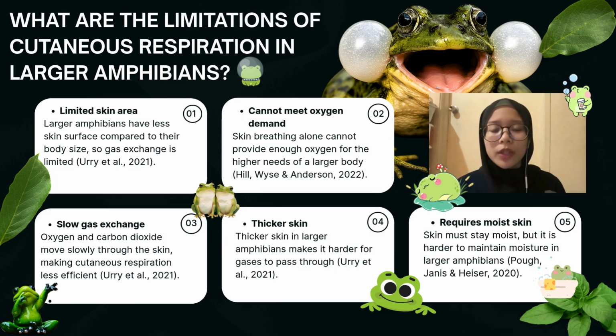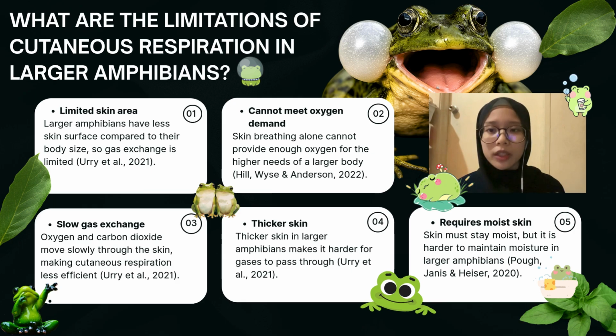And now, for the second point, larger amphibians need more oxygen to support their metabolism. Skin breathing alone cannot provide enough oxygen for their higher energy needs, especially during activities like moving, hunting, or escaping predators. Therefore, they need additional respiratory methods like lungs or mouth breathing to meet their oxygen demand.